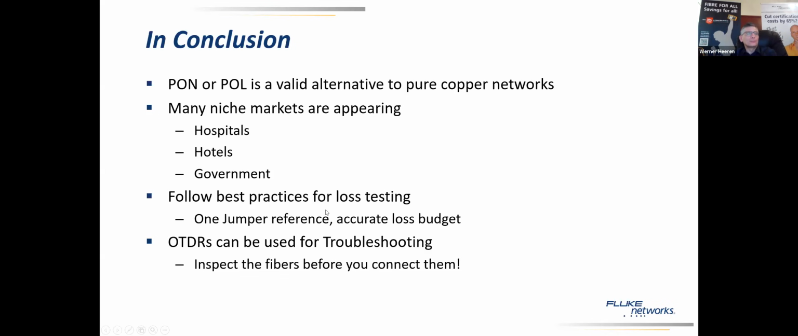You should then follow these best practices for loss testing: the one jumper reference, and calculate your proper loss budget, because now you have the splitters along the line. OTDRs can be used for troubleshooting. Of course, inspect the fiber before you connect it. So that's a little bit our conclusion on testing.